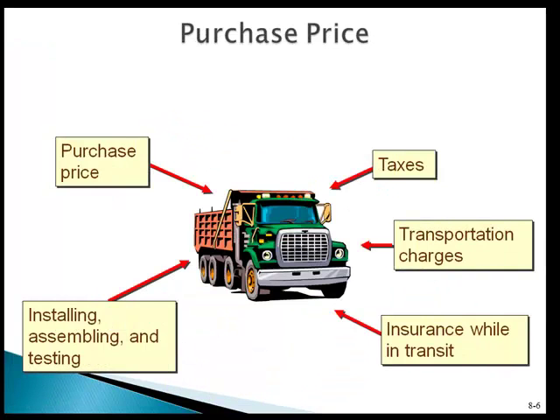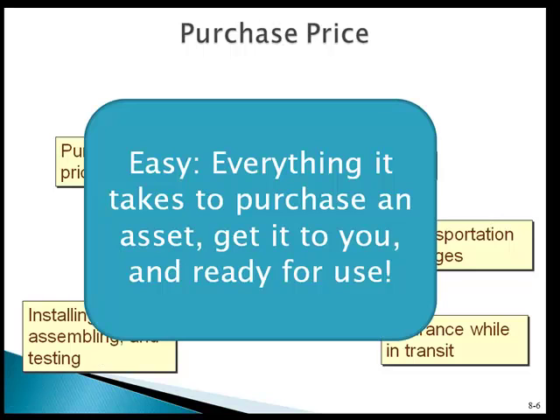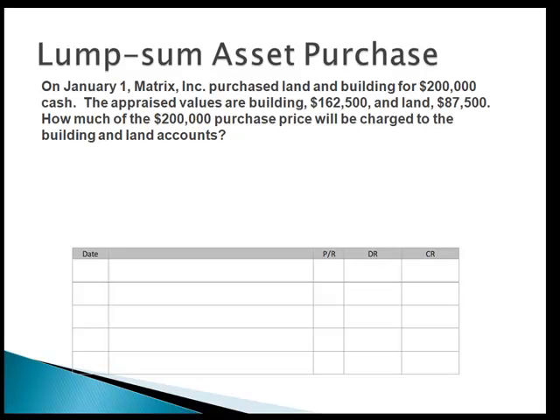When we talk about purchase price of any asset, I think I talked about this in Chapter 4, an easy way to remember it is it's the purchase price and all the costs it takes to get it to you and ready for use. For example, it could include taxes, transportation in, insurance while in transit, not while being used, but in transit, and installing, assembling, and testing, getting it ready for use. So again, easy way to remember this is everything it takes to purchase an asset, get it to you, and get it ready to use.